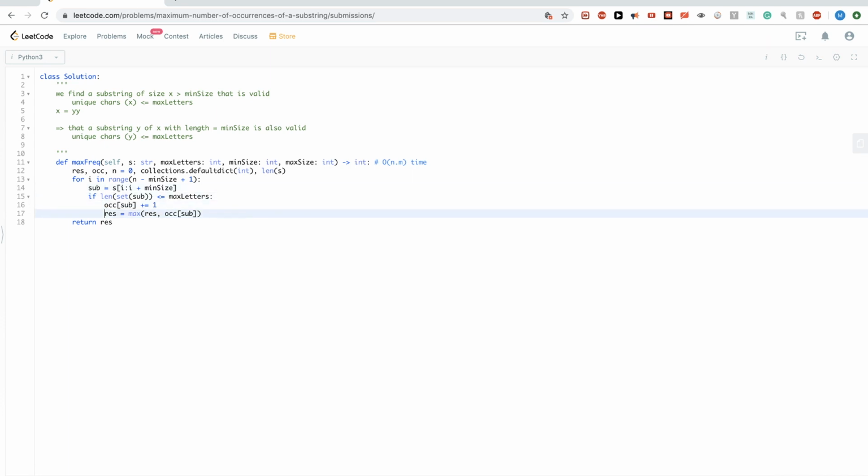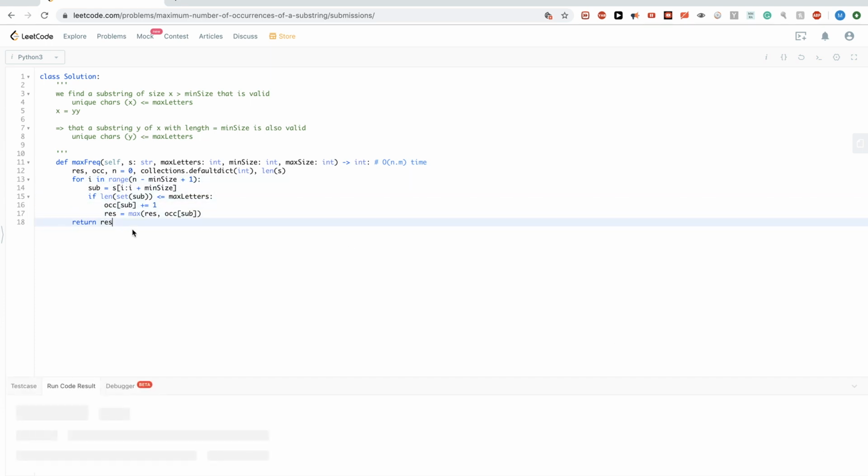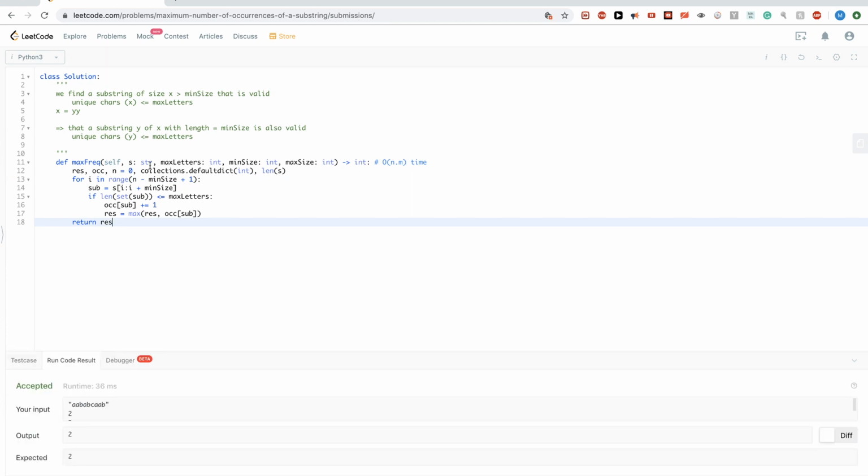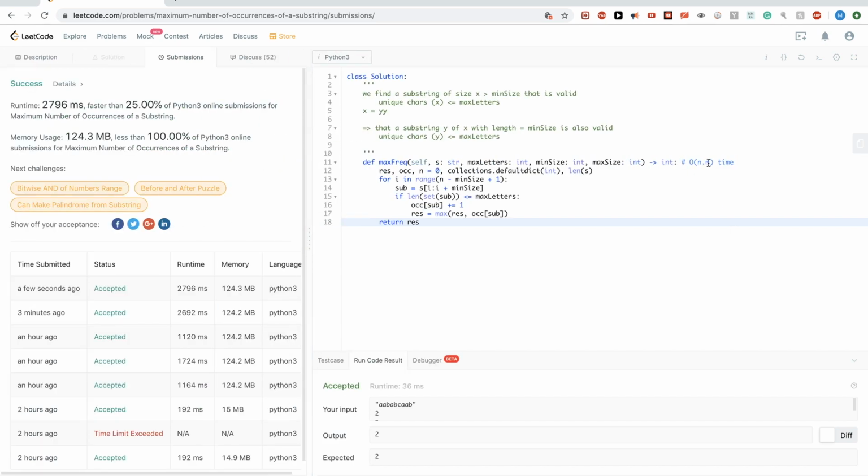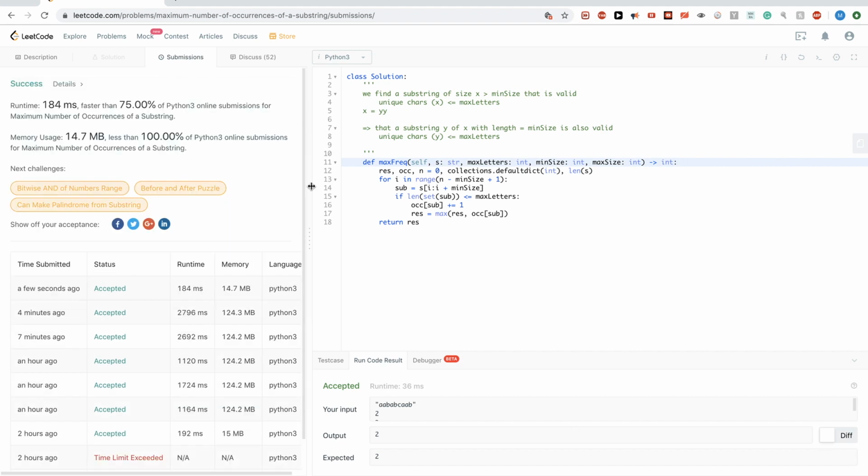And that's pretty much it, and we can just return the result, and we just did O of n instead, so we don't need to check max size at all or anything bigger than min size. So let's submit this one and see. You can see it passes and it's a lot faster.